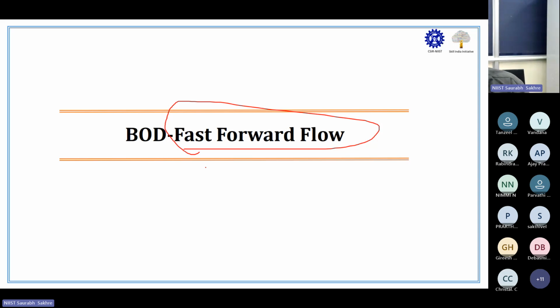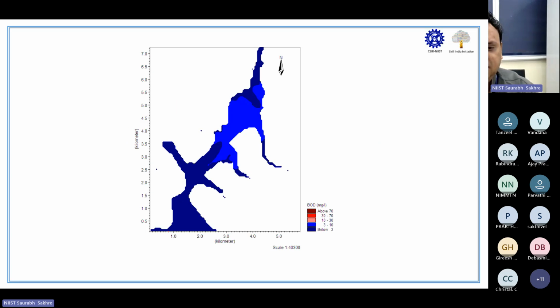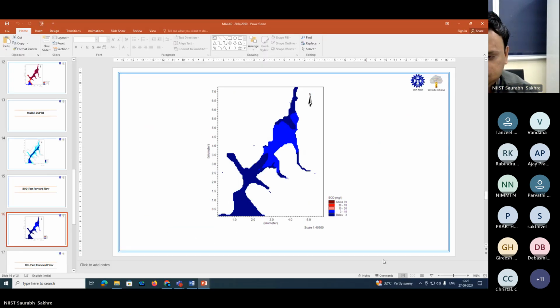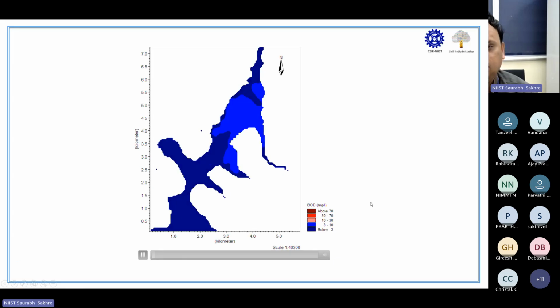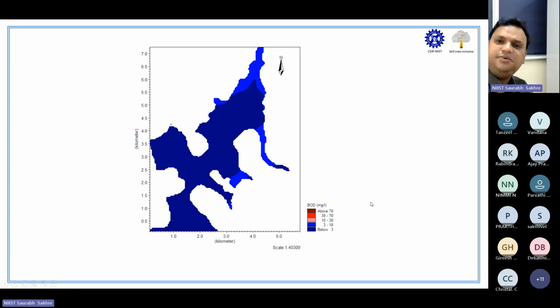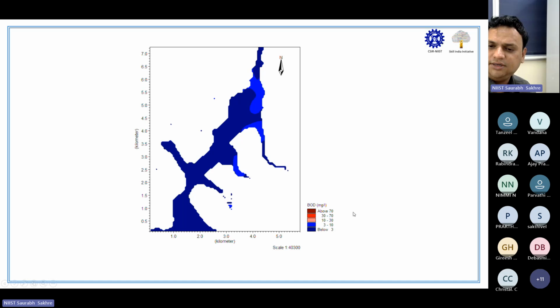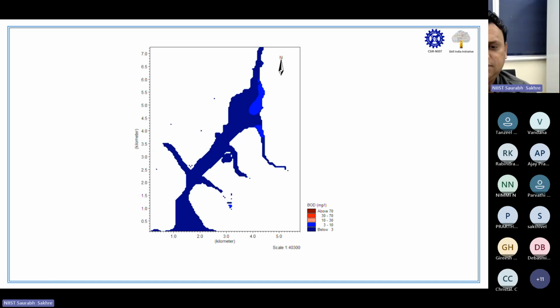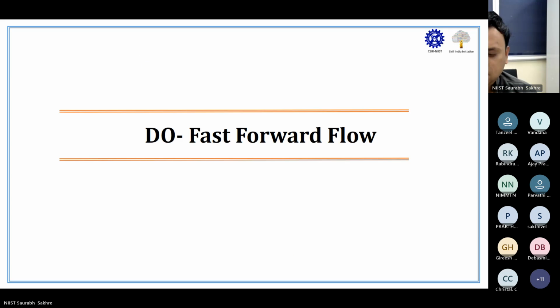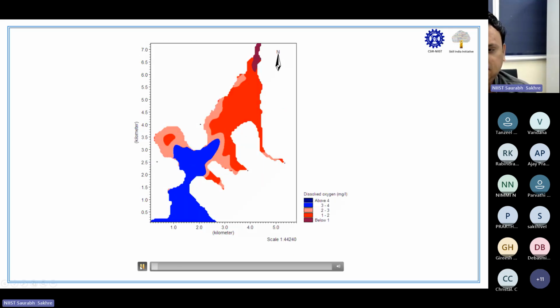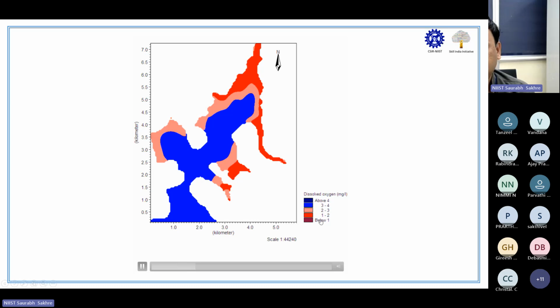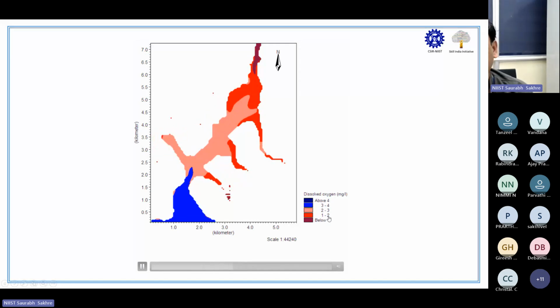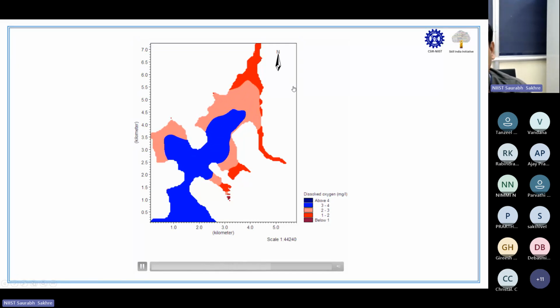I started with 60, then 90. Then there will be a scenario when I'm able to treat all 100%. Then what will be the scenario in that case? So you can see in that case, it is all blue because I have treated all 100%. So no color pertaining to 30 between 70 and above 70. Similarly, DO in fast forward flow, you can see up to 1 to 2 is always there. Below 1, nowhere it is going. Only a slight area it is going in fast forward flow.